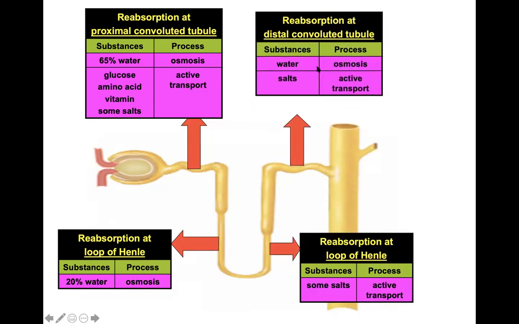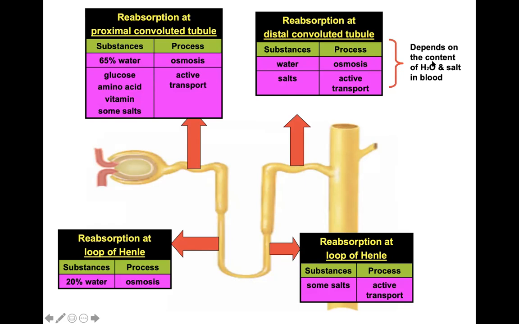And then the next one is reabsorption at the distal convoluted tubule. So here the same things will be reabsorbed, which are water by osmosis and salt by active transport. Here it depends on the concentration of water and salt in the blood. For the distal convoluted tubule, it is very special. Before reabsorption happens in the distal convoluted tubule, our body will detect the content of H2O and also salt in our blood.